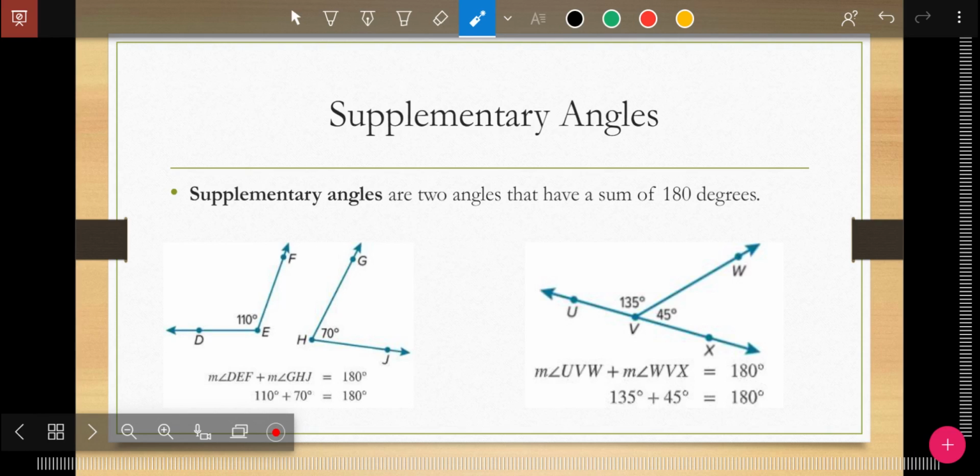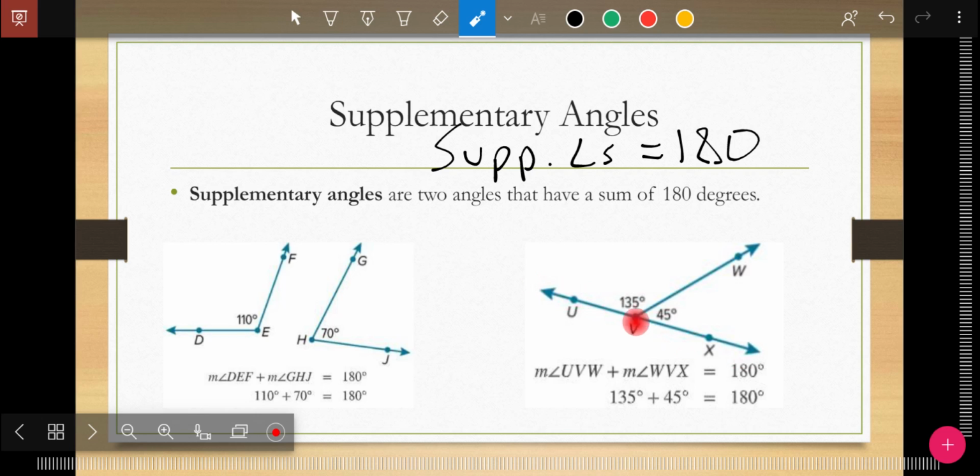Supplementary angles, if it was me writing down notes right now, I'd write down supplementary and I'd abbreviate angles equal 180 degrees. And then the same basic concept in the rest of the slide. You have non-adjacent angles, or angles that do not share a side here, that add up to 180. 110 plus 70 makes 180. And here two angles that are adjacent or share a side, 135 and 45, add up to 180. Also note here that these 2 angles form a straight line.